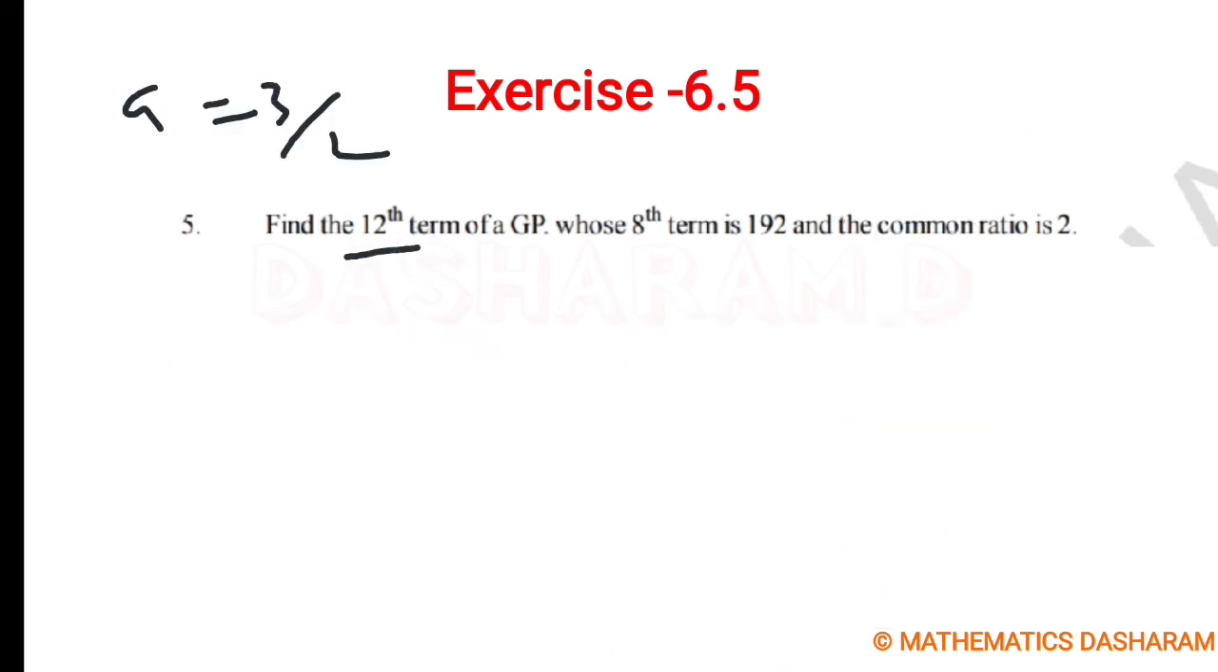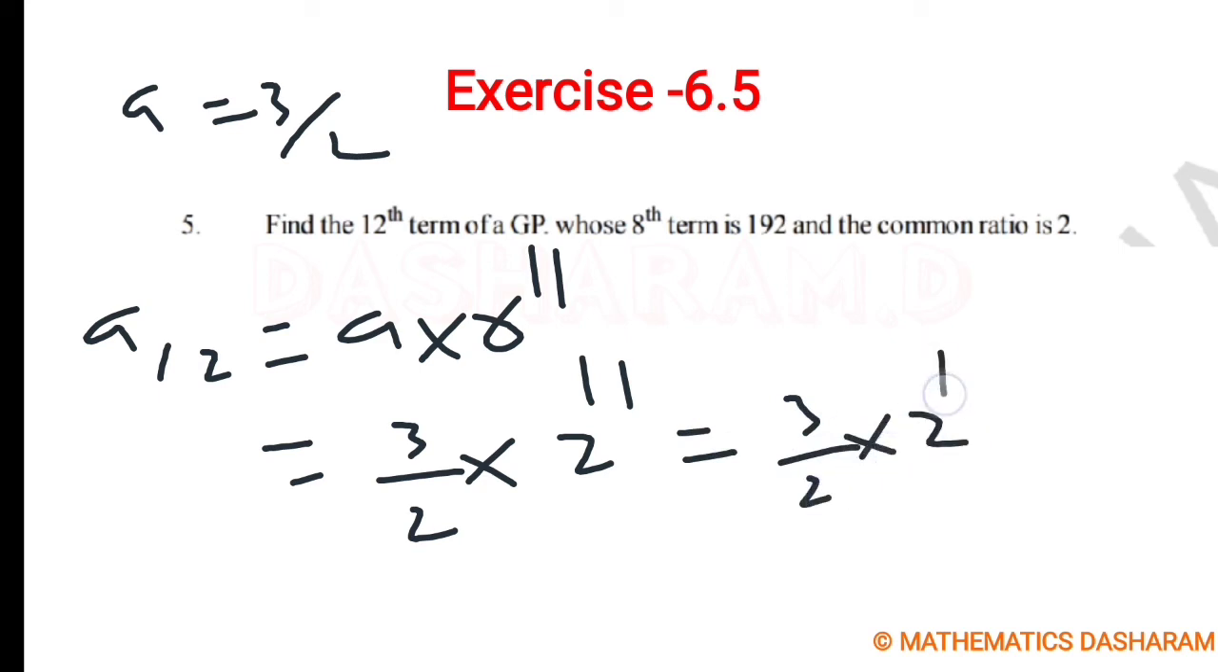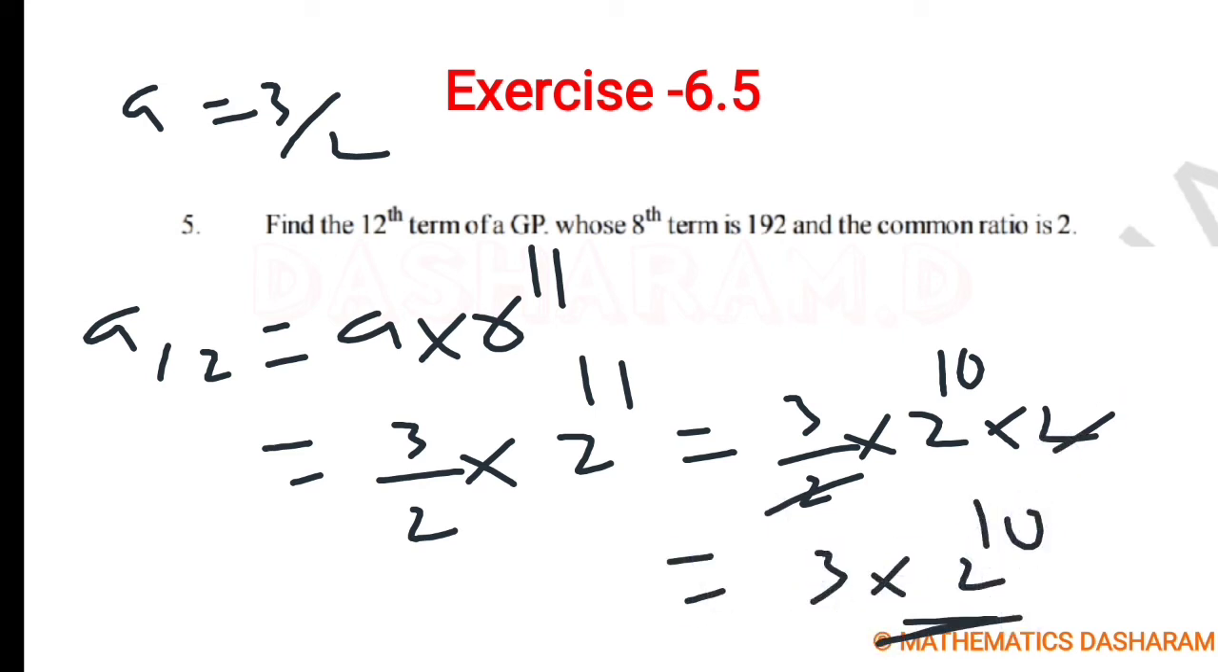Now let's find the 12th term. So A12 equals A into r to the power of 11, as per the general form of a GP. What is the A value here? 3 by 2, and r value 2 to the power of 11. So it equals 3 by 2 into 2 to the power of 11, which can be written as 2 to the power of 10 into 2. Here the 2s cancel. So 3 into 2 to the power of 10.